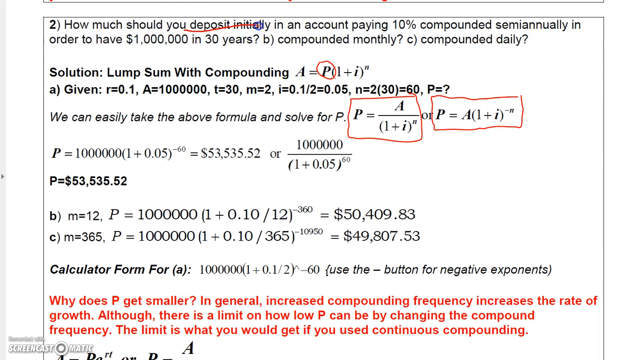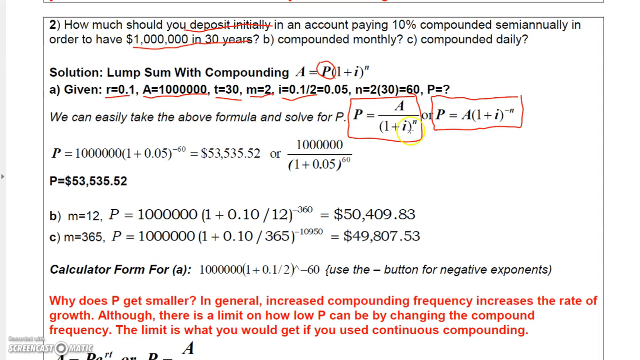This is a lump sum deposit into an account paying 10% compounded semi-annually in order to have $1 million in 30 years. So in part A, we're given that the rate is 10%, which is 0.1. The amount we wish to have is $1 million. Time is 30 years. Semi-annually means we're compounding twice a year, so therefore the rate per semi-annual period would be 0.1 divided by 2, which is 0.05. n would be 2 times a year for 30 years, which would be 60, and we're looking for P.